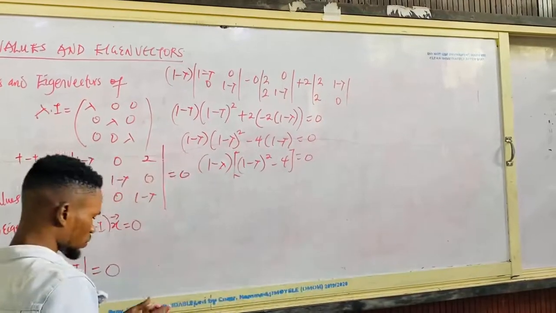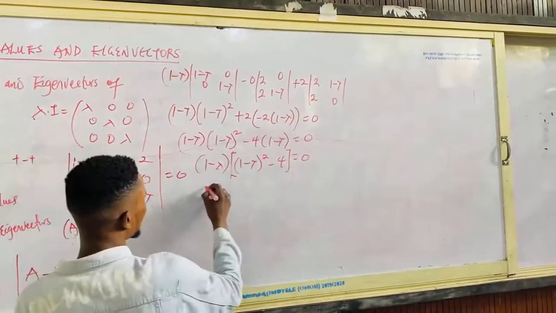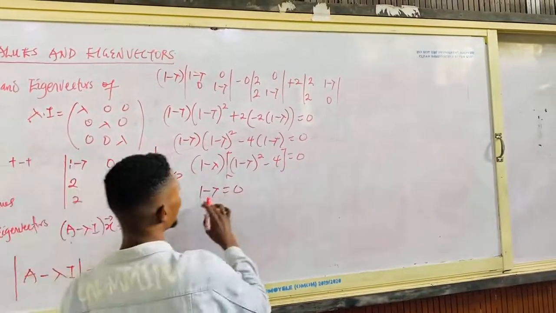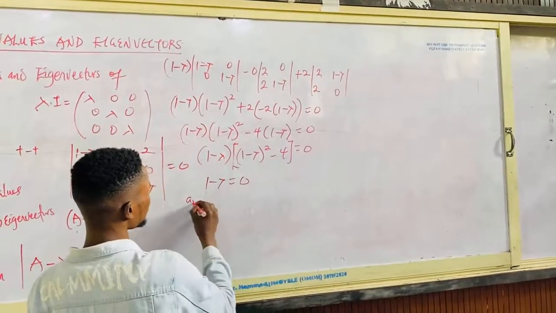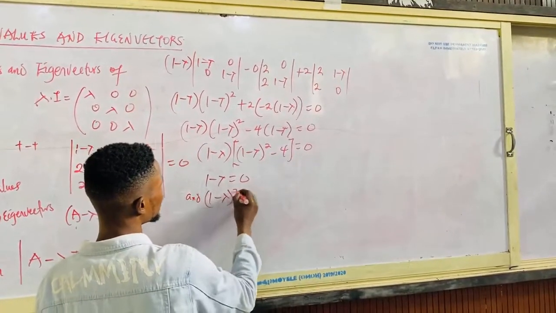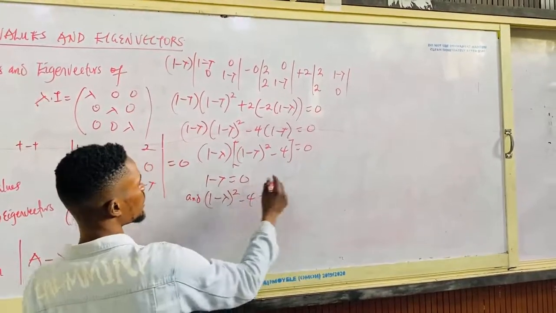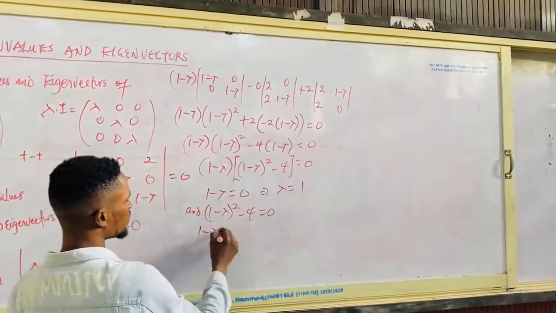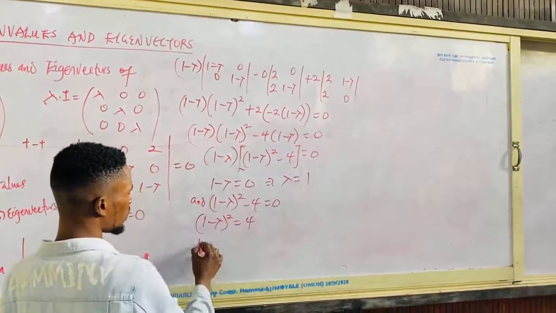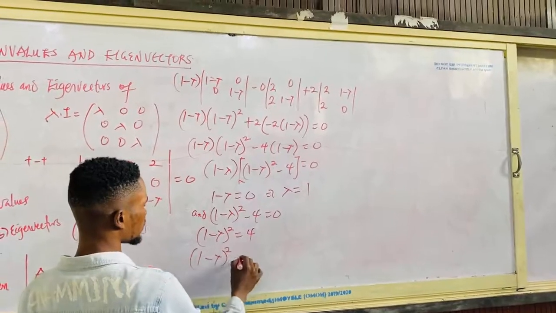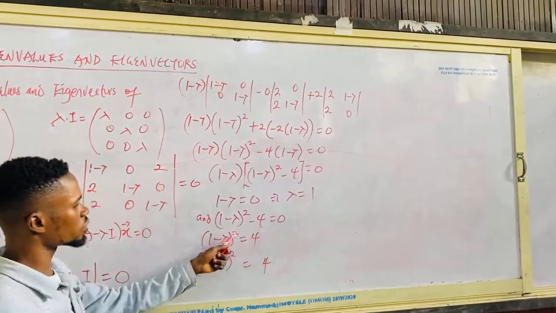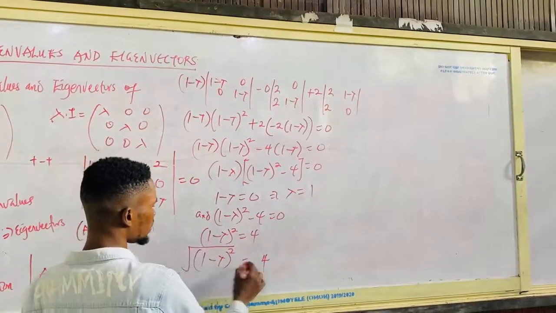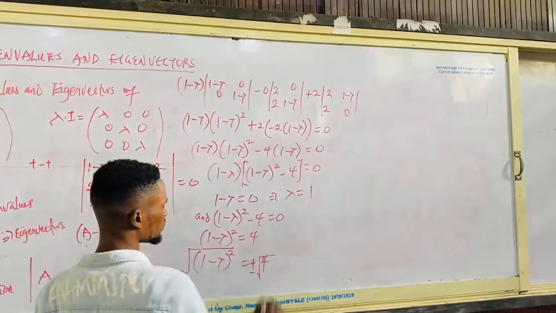Now here we take 1 minus lambda equal to 0. Don't forget it's a 3 by 3 matrix. You need to get 3 eigenvalues. So 1 minus lambda equal to 0 and 1 minus lambda all squared minus 4 equal to 0. From here, lambda is equal to 1. And here, 1 minus lambda all squared is equal to 4. This is a quadratic equation, so you are expected to get two different roots. If you take the square root of both sides, you should get a plus or minus square root of the right hand side.